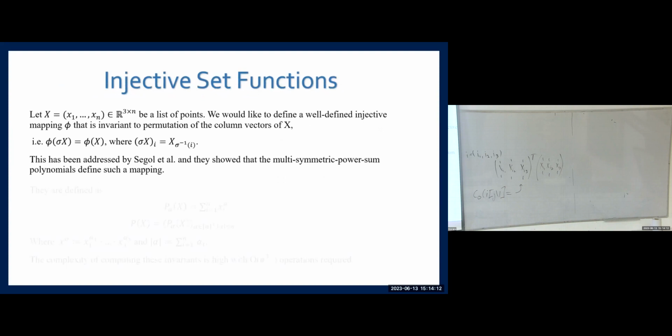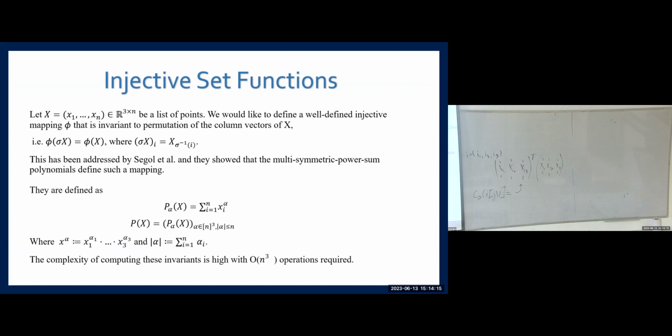Right, so let's look at an early solution to this problem. Segol et al., in, I think it was 2021, showed that you do have complete descriptors of point clouds up to permutation by looking at what's called a multi-symmetric power sum. What does this mean? Given two point clouds, we can identify them up to permutation, only working with permutations now, by looking at these polynomials.